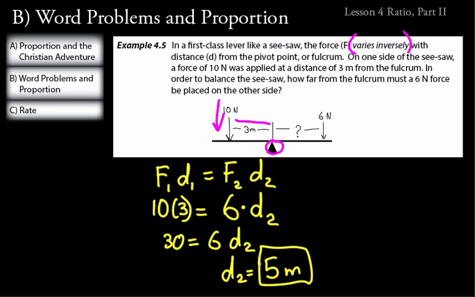So directly proportional, those are our normal ratios, and the ratio stays constant. Inversely proportional, the product stays constant, right? We have a constant product of force times distance here of 30.